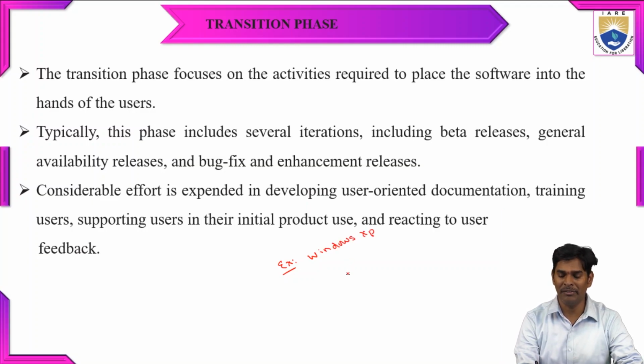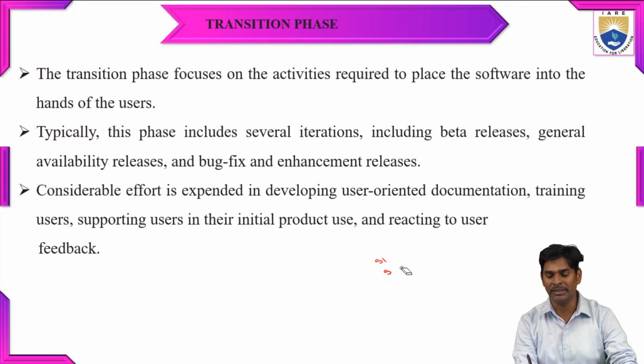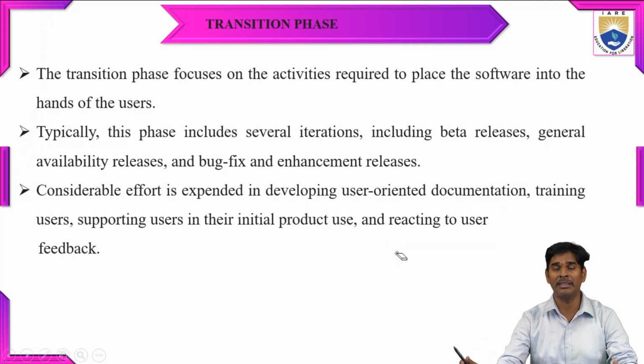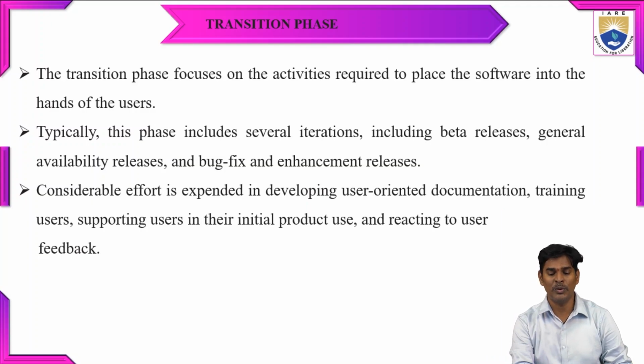Okay, they can have different types of releases, like Service Pack 1, Service Pack 2 and Service Pack 3. So they're going to release the different types of releases. Whenever they release patches or versions, this will strengthen the Windows operating system. Here there are beta releases, general availability releases, and also bug fixes.